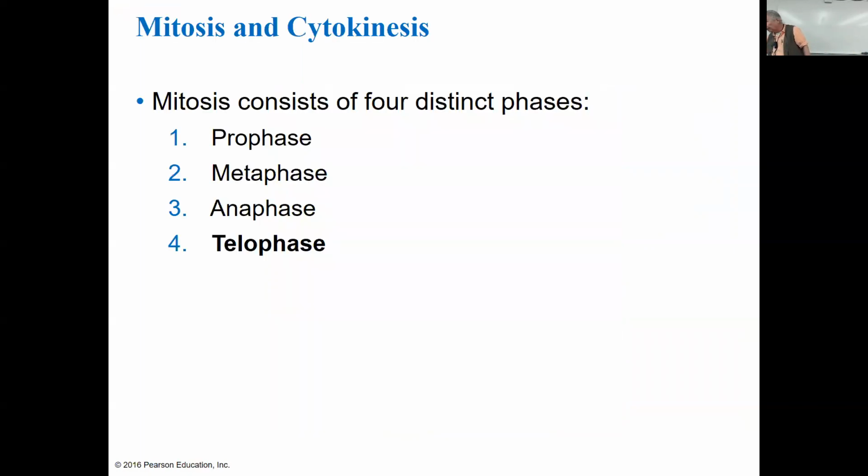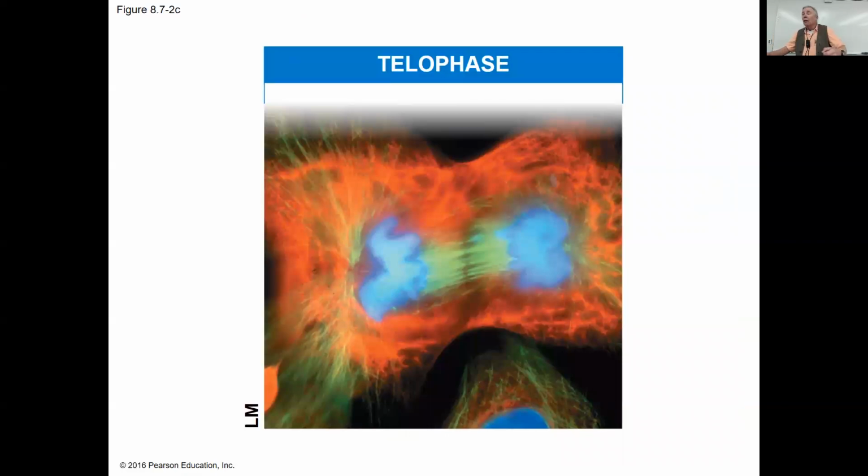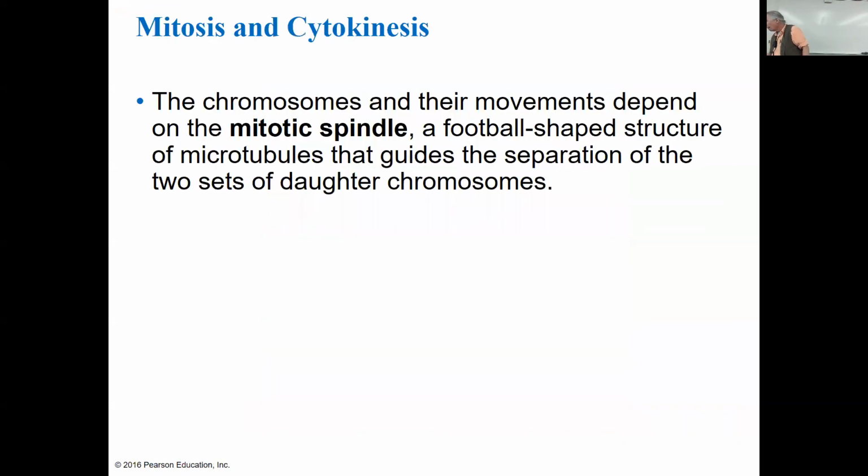And then finally, telophase. This is where the chromosomes are pulled to the two poles of the cell, and they become tight bundles, distantly apart in the two poles of the cell. And then the nuclear membrane starts to reform around this jumble of chromosomes, and cytokinesis starts. So the chromosomes and their movements depend upon a mitotic spindle, a football-shaped structure of microtubules that guides the separation of the two sets of daughter chromosomes.